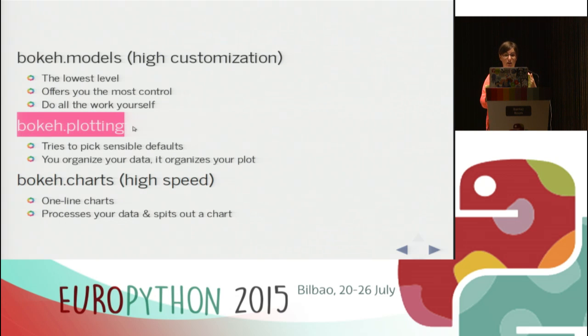Bokeh.plotting kind of lives in the middle, and you have to sort of organize your data for it, but it then tries to pick sensible defaults, so you don't have to add the axes and add the grid and so on. So it tries to sort of give you something you want, but it gives you a bit more control. Where you want to work is really a matter of personal taste.